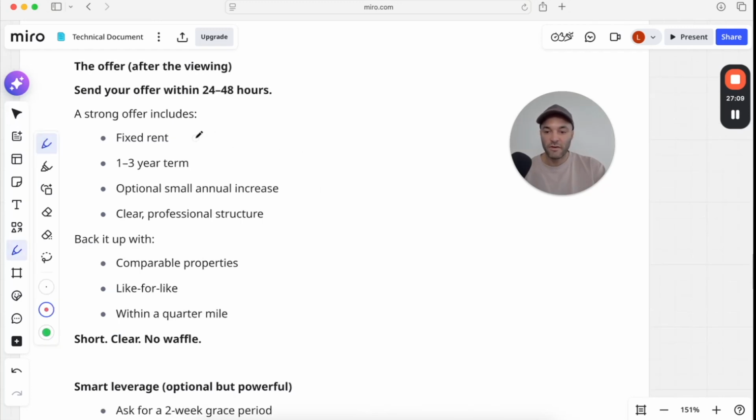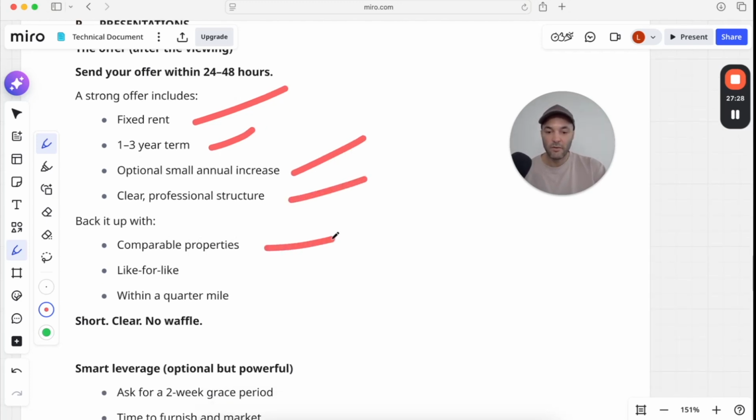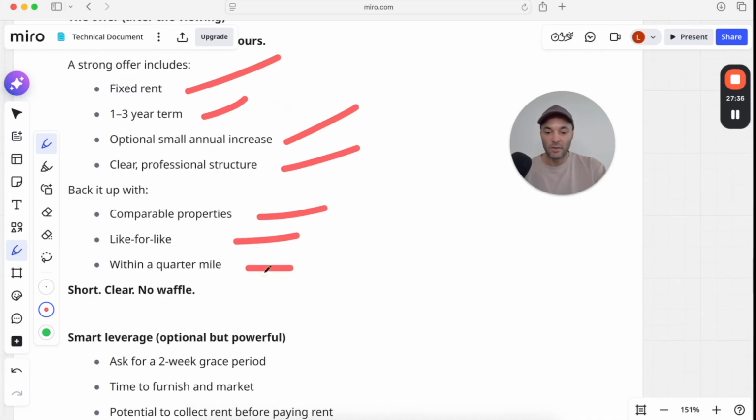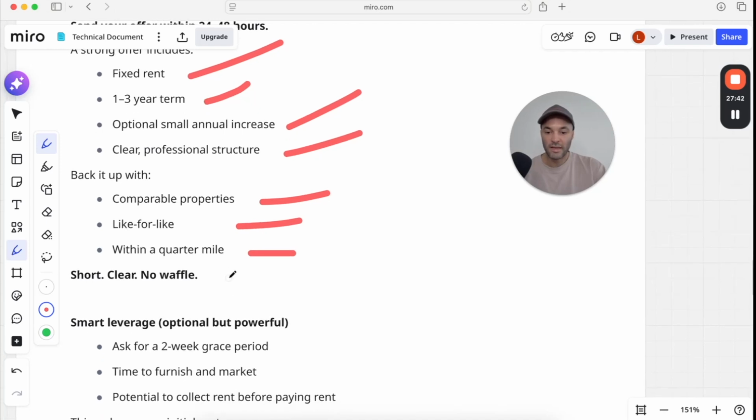Now a strong offer needs to include a fixed rent amount, normally over a 1 to 3 year term. You can offer a small annual increase with a clear professional structure, and you can back it up with comparable properties. They must be like for like properties, and they must be within a quarter mile of the property you're offering on. Keep your offer short, clear, and no waffle.